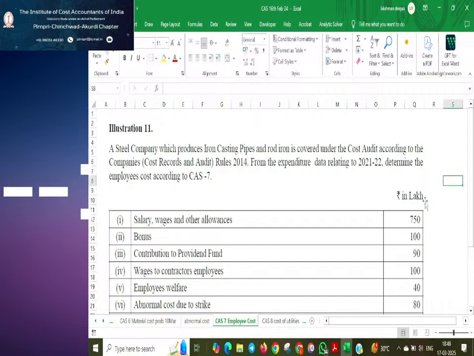Okay. A steel company which produces iron casting pipes and wrought iron is covered under the cost audit according to the Companies (Cost Records and Audit) Rules 2014. From the expenditure data relating to 21-22, determine the employee cost according to cost accounting standard 7.